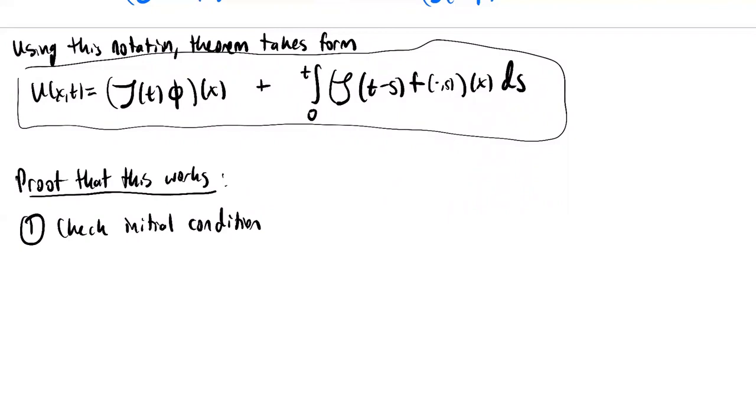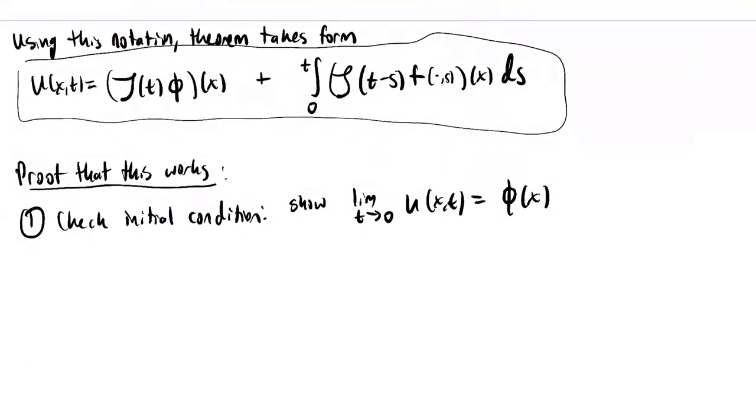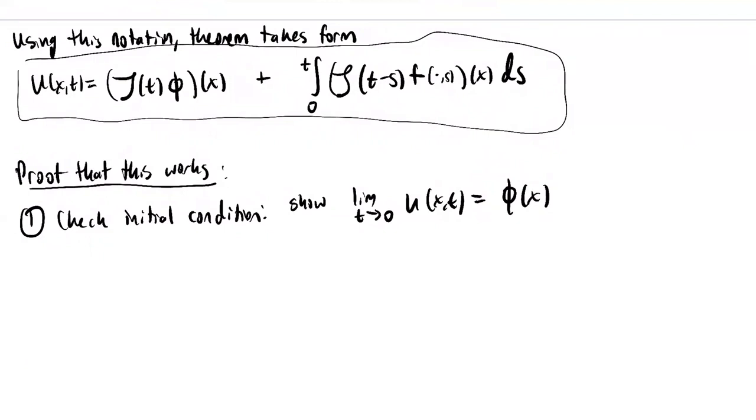So what do we mean by the initial condition? Well, we want to show that if I take a limit as t goes to 0 of the formula on the right-hand side, this is equal to phi of x, right? And so I'm just going to assume that this is continuous, which in general you can prove it is. We're going to sweep that minor issue under the rug. And so if it's continuous, then the limit as t goes to 0 is just what you get when you plug in 0.